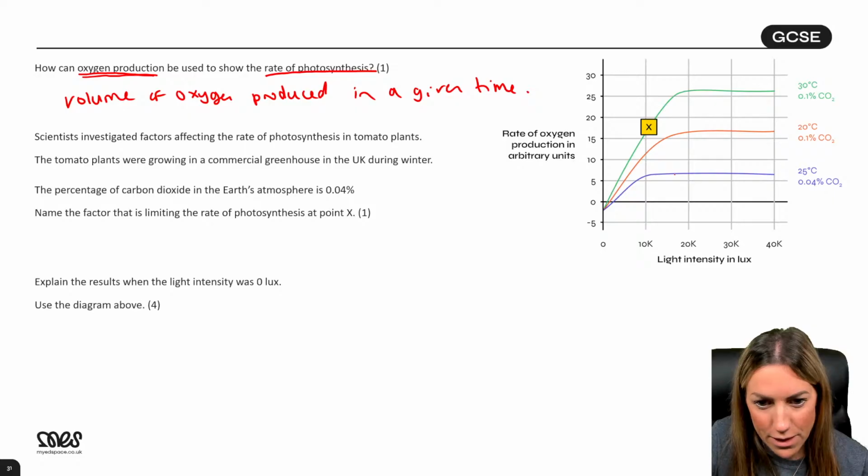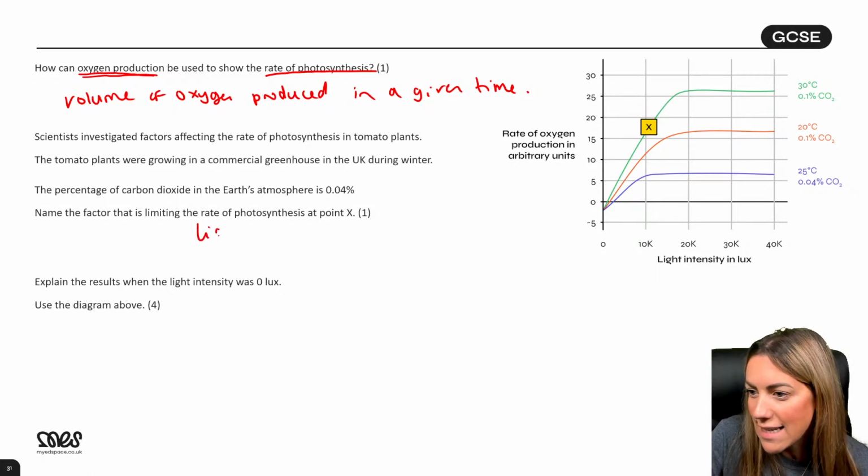Humidity, by the way, is a factor that affects the rate of transpiration, not photosynthesis. Right, it's actually light intensity.